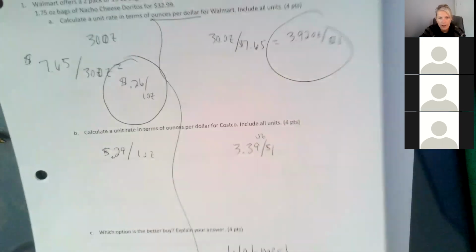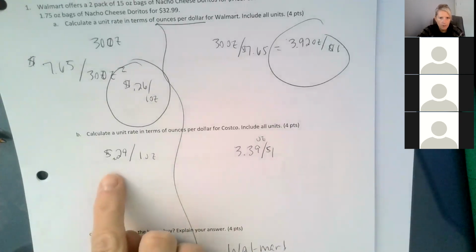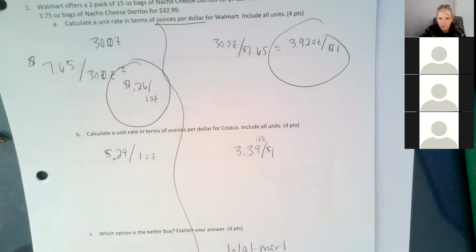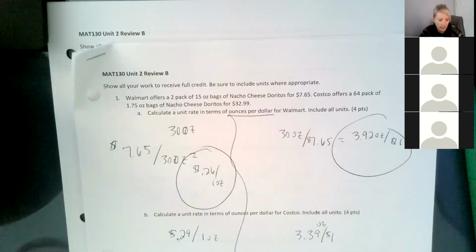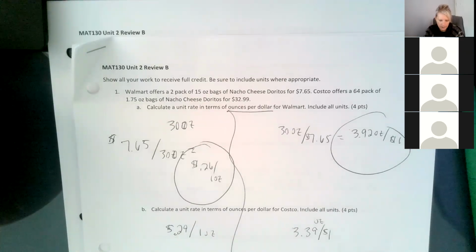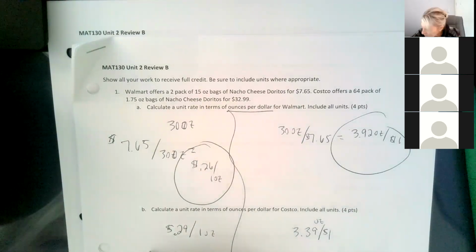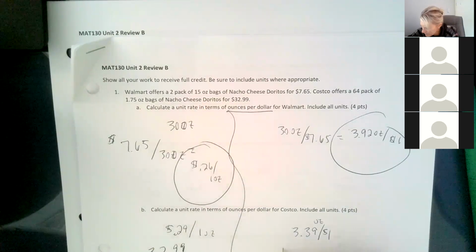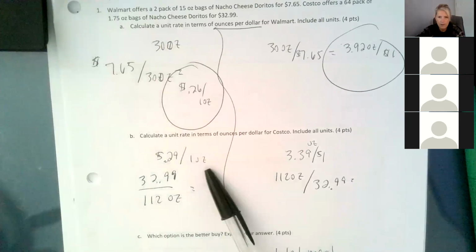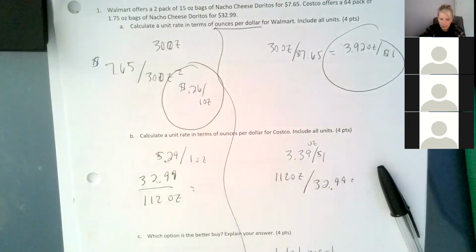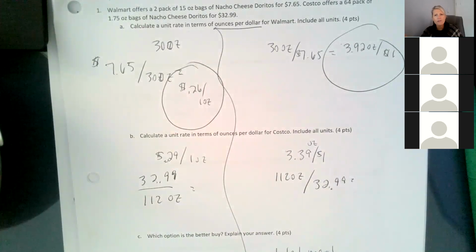And then I followed that thinking down for the second one with the Costco version. And to get that, you had to take 64 and multiply by 1.75 to find out how many total ounces you're getting, right? So 64 times 1.75 means that you actually have 112 ounces. And then it's 32.99 divided by 112 ounces. And then the Costco is 29 cents an ounce, and the other way to look at it is 3.39 ounces per dollar. How do you decide which one's better?